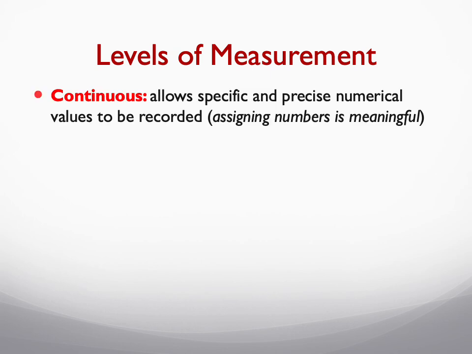So the first level of measurement is what we call a continuous level of measurement. This allows specific and precise numerical values to be recorded. In other words, assigning numbers to participants in this case is going to be meaningful. We're going to be able to actually interpret what those numbers mean in a meaningful, practical, real-world way.